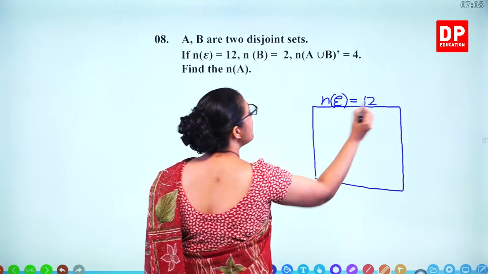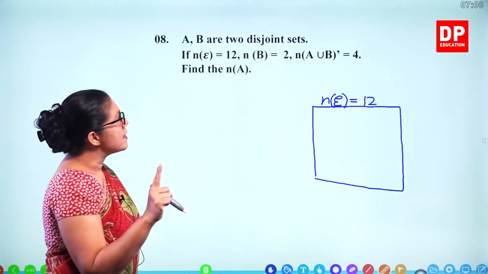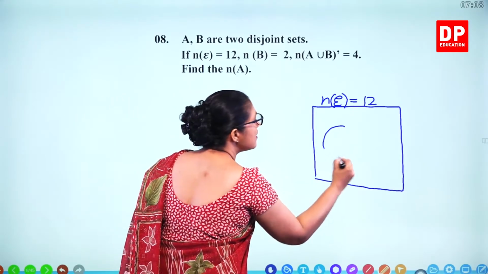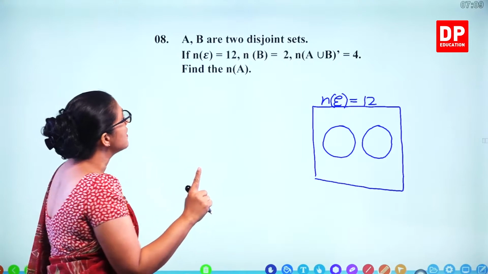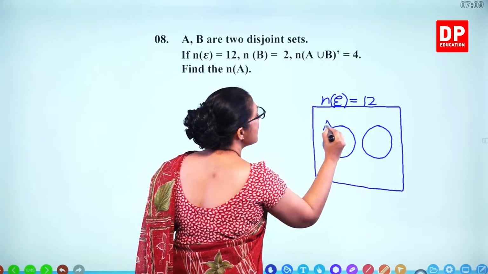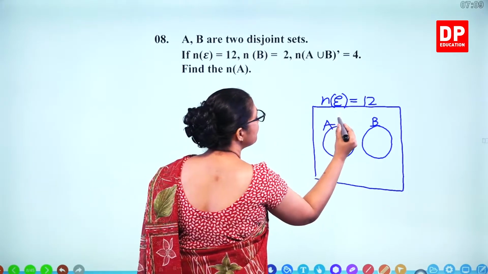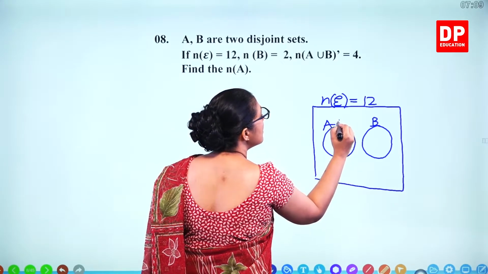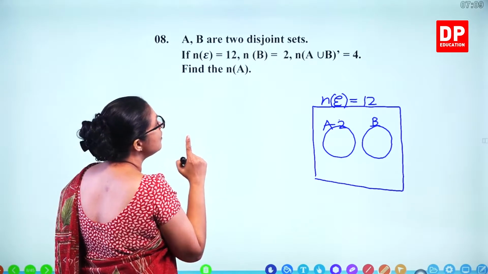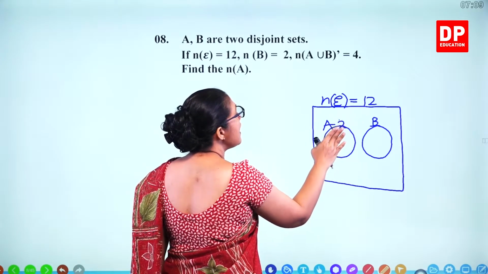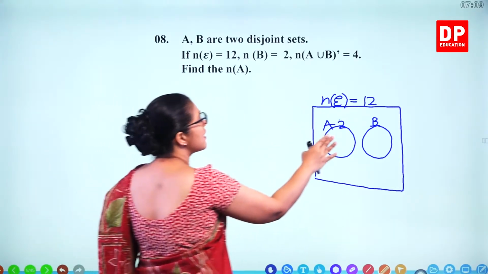How many elements are there? 12 elements are there. And disjoint means you can't draw them with an intersection. Separate two circles, this is A, this is B. And n B is 2, so I can put 2 here, and you need to find out this. And (A union B)', that means outside the two circles, is 4.